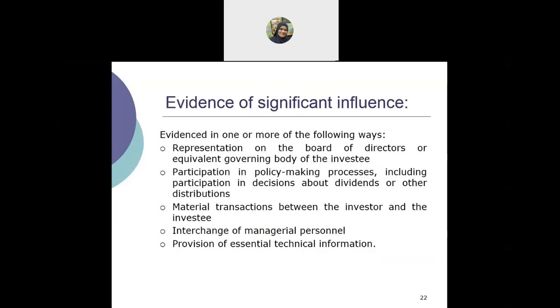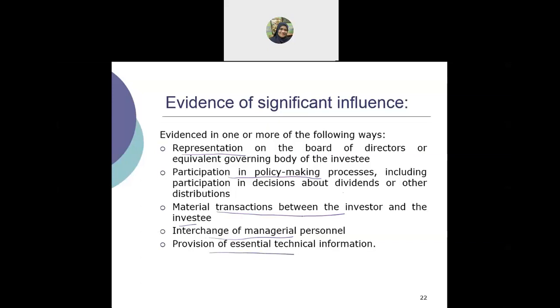Evidence: how can we say that the company and the investment is considered to have significant influence? The first one relates to representation on the board. If you are a member of the board of directors in that company, okay, participation in the policy making process, including participation in decisions about dividends, material transactions between investor and investee, interchange of managerial personnel, and provision of essential technical information.